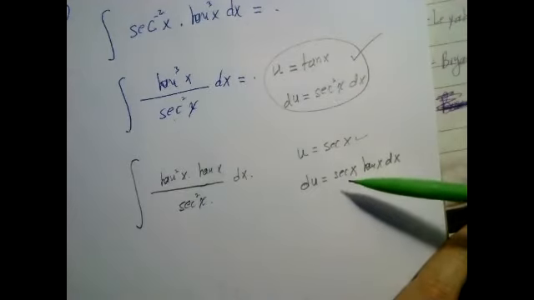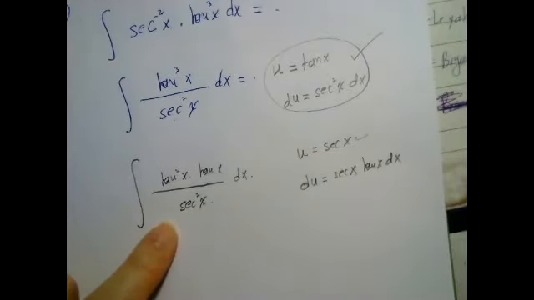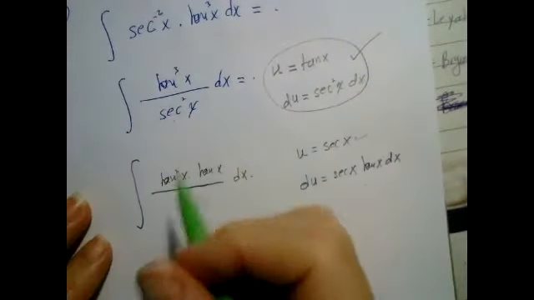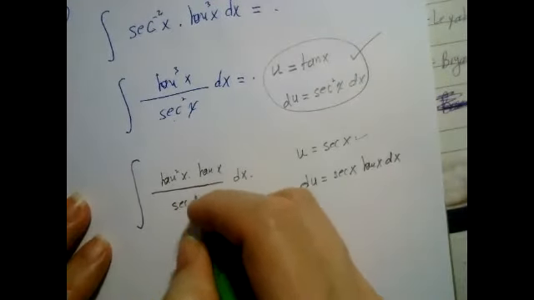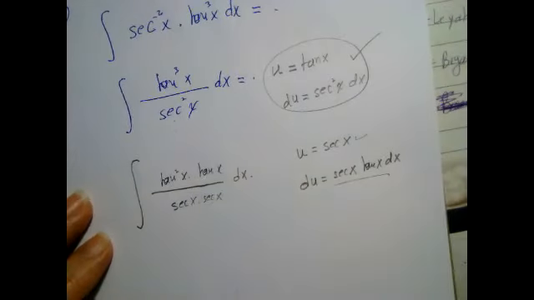Do you follow what I said? I don't think so. Secant square is in the denominator. I can split, but I don't have a secant square in the numerator. Watch what I have. I can split it down here, but how am I going to pick up a secant tangent?